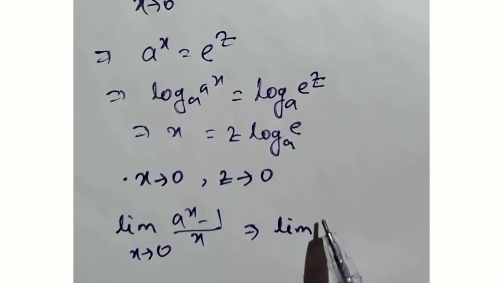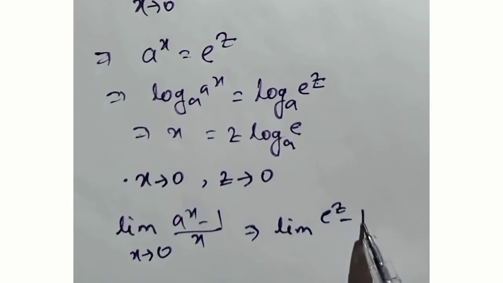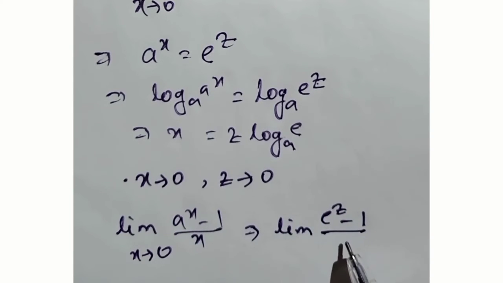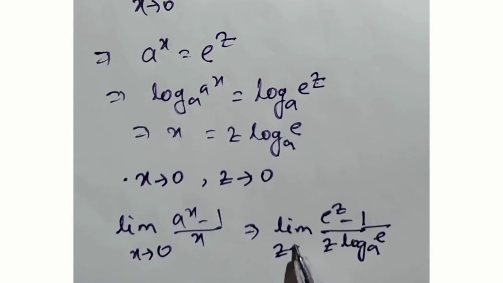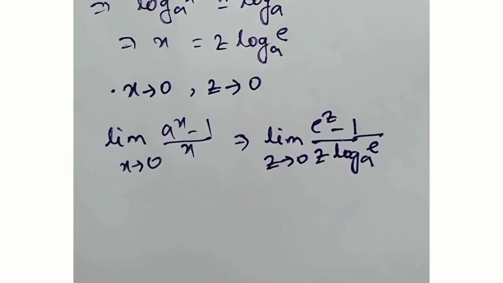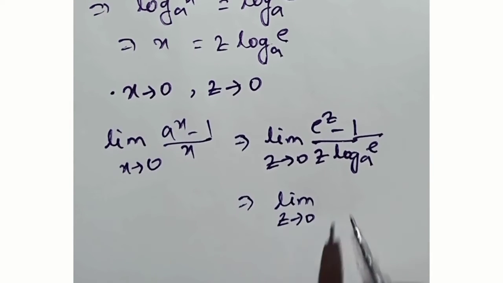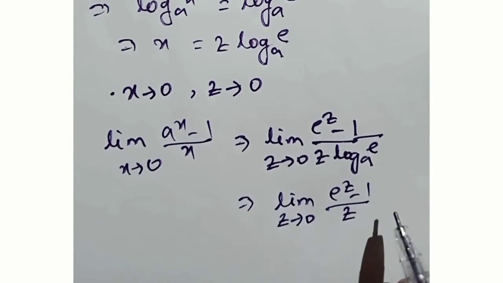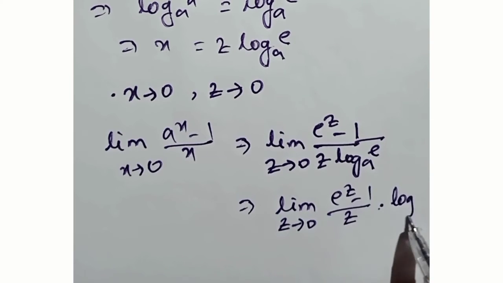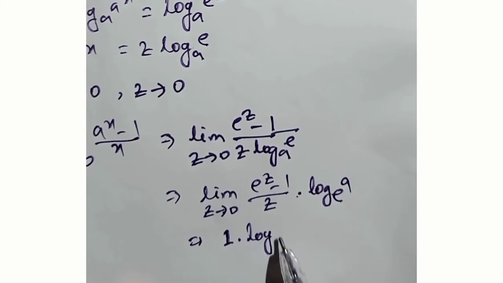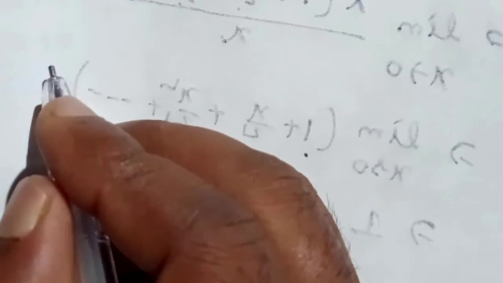We have limit x tends to 0, (a to the power x minus 1) by x, equal to limit of e to the power x, which we take as e to the power z. So this will be (e to the power z minus 1) by x, meaning z log e base a, with z tends to 0. So simply limit z tends to 0, (e to the power z minus 1) by z, into log a base e, because this will be the inverse. The value of this is definitely 1, and this is just log a base e. So we are getting log a base e.